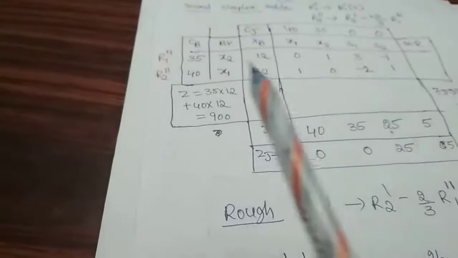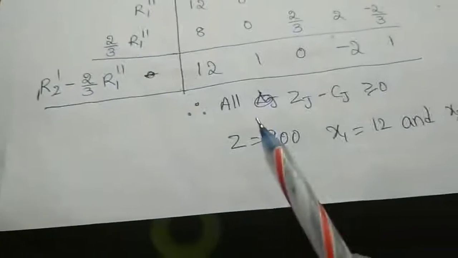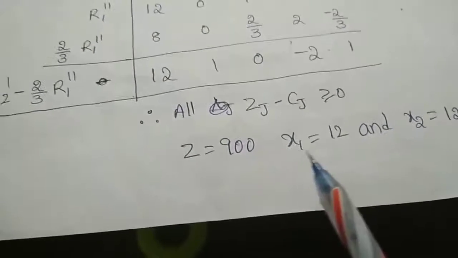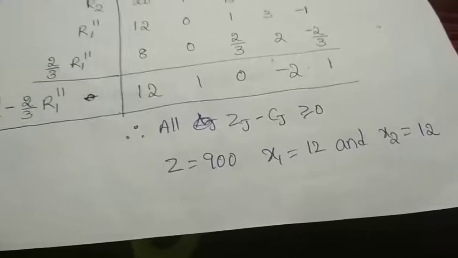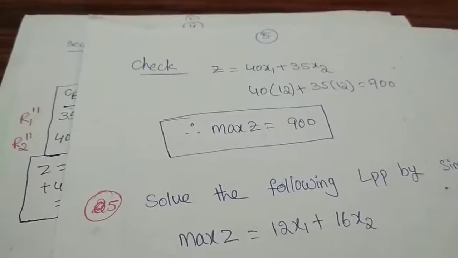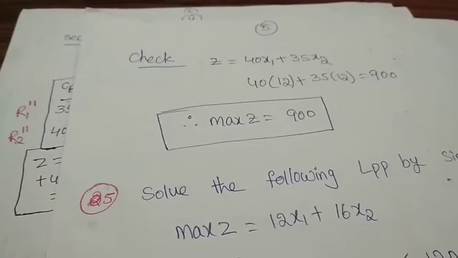Now what about the x1 value? X1 value is 12, x2 value is 12. Therefore all zj minus cj are greater than or equal to 0, z equals 900, x1 value is 12 and x2 value is 12. Now we are checking the maximum value. Maximum of z equals 40x1 plus 35x2, with x1 equal to 12 and x2 also equal to 12. We get the value equal to 900.